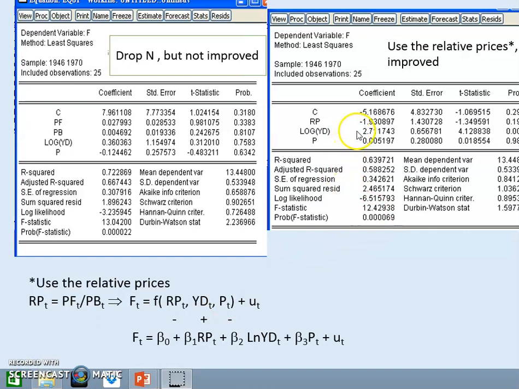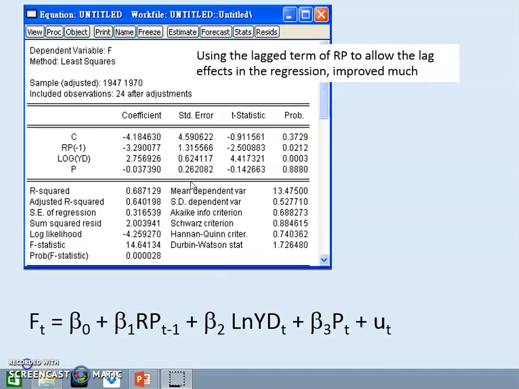And if you look at the results, by looking at the p-value, still only one of the t-stats is significant. Okay, so we do see some improvement, but we are still not very satisfied with the result. So what we can think of further is maybe we can use the lag terms of relative price.